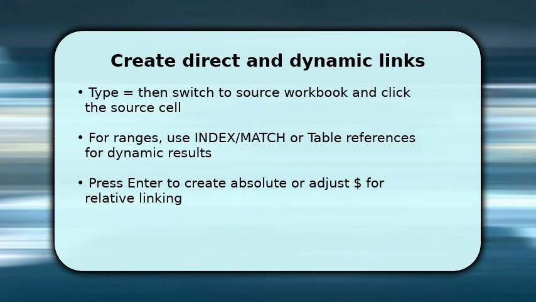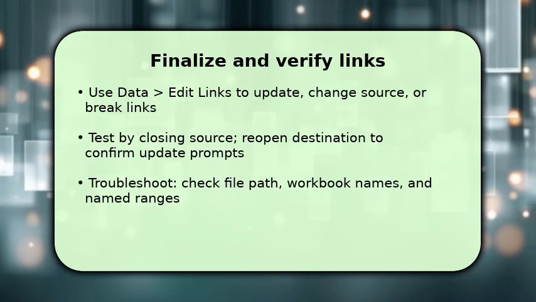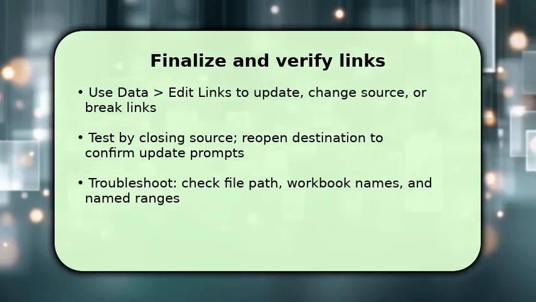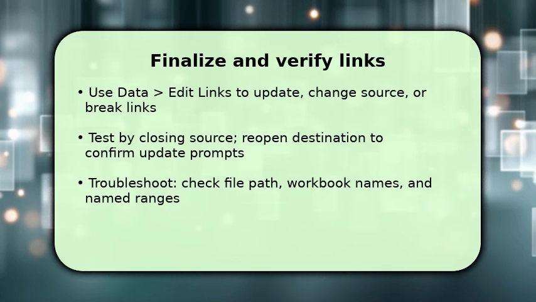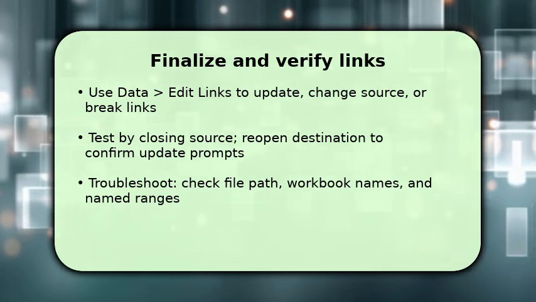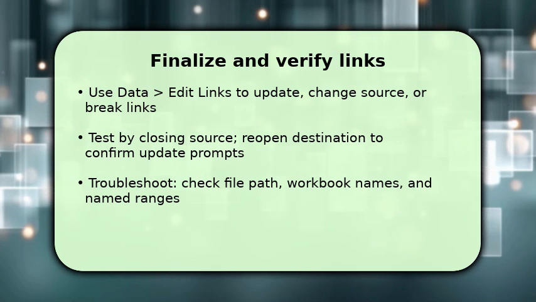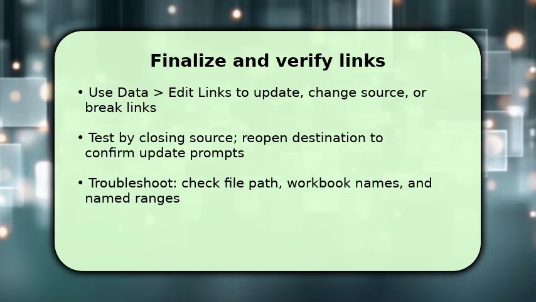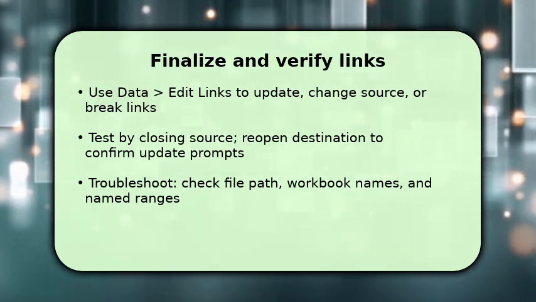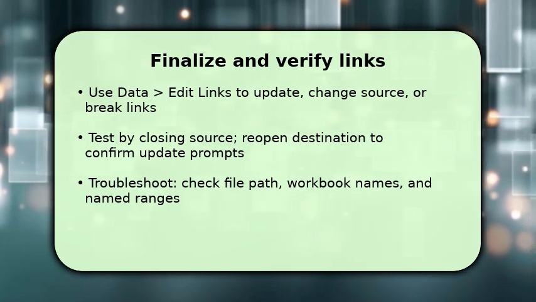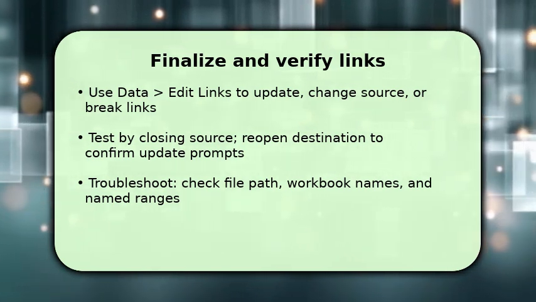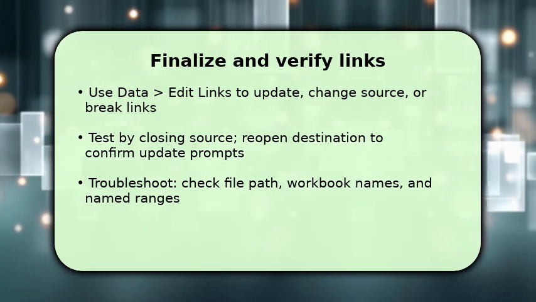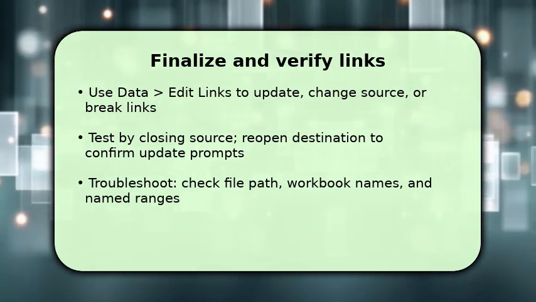You're nearly done. Verify links by saving and closing the source workbook, then reopening the destination to confirm Excel prompts to update external data. Once reopened, use Data, Edit Links to force an update or change the source if you moved files. If values don't update, make sure the file path and workbook name are correct, the sheet exists, and named ranges weren't altered. If problems persist, recreate the link from scratch.